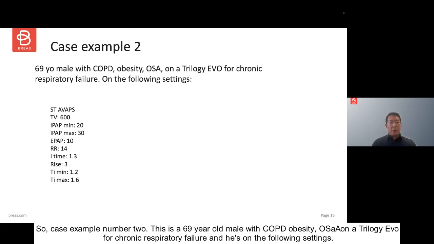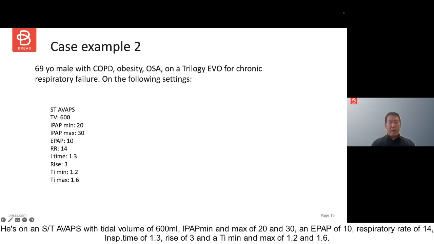So case example number 2, this is a 69-year-old male with COPD, obesity, OSA, on a Trilogy Evo for chronic respiratory failure, and he's on the following settings. He's on an ST AVAPS with tidal volume of 600, an IPAP min and max of 20 and 30, an EPAP of 10, respiratory rate of 14, I time of 1.3, rise of 3, and a TI min and max of 1.2 and 1.6.